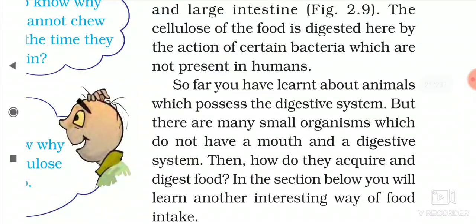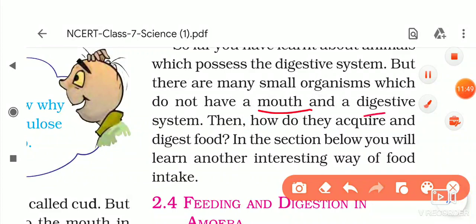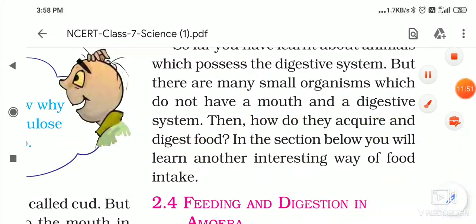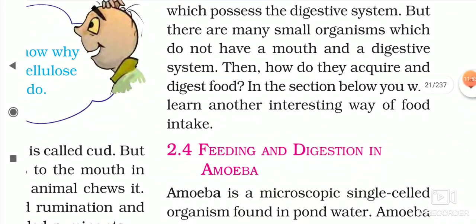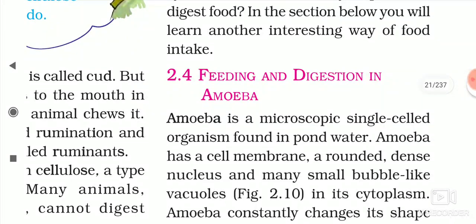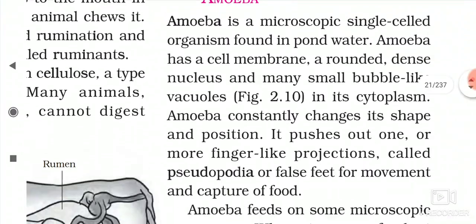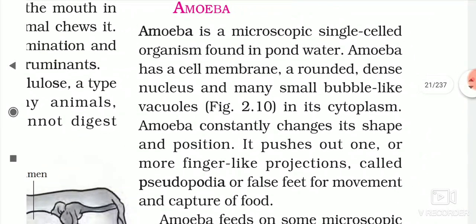So far you have learnt about animals which possess the digestive system, but there are many small organisms which neither have a mouth nor a digestive system. How do they acquire and digest food? There are many such animals, but in 7th standard we discuss only one, digestion in amoeba. Amoeba is a microscopic single celled organism.